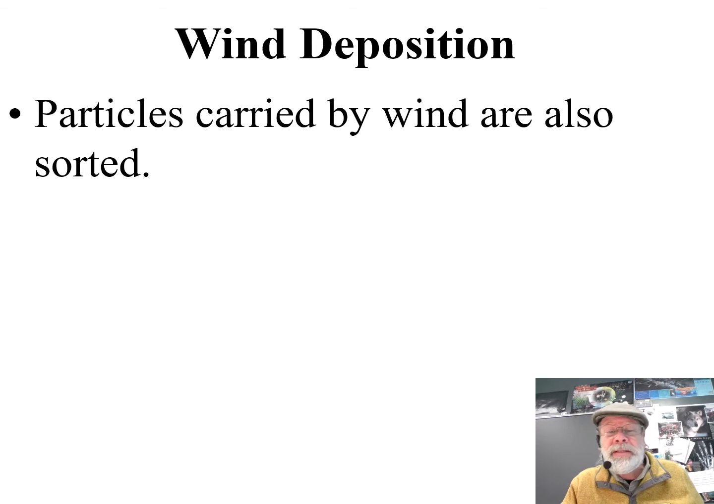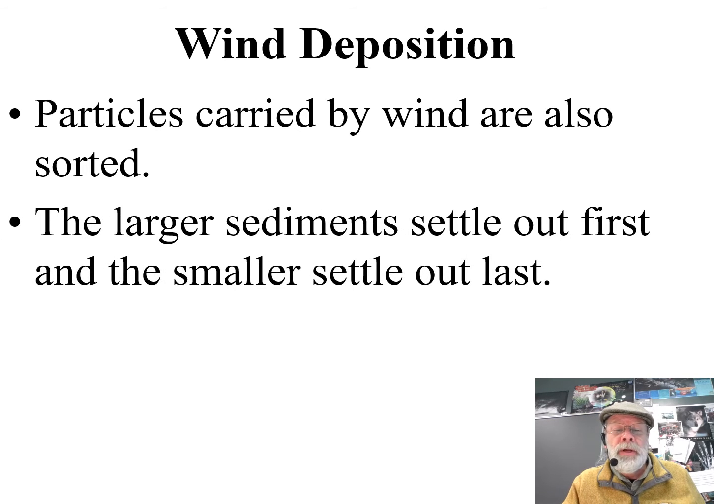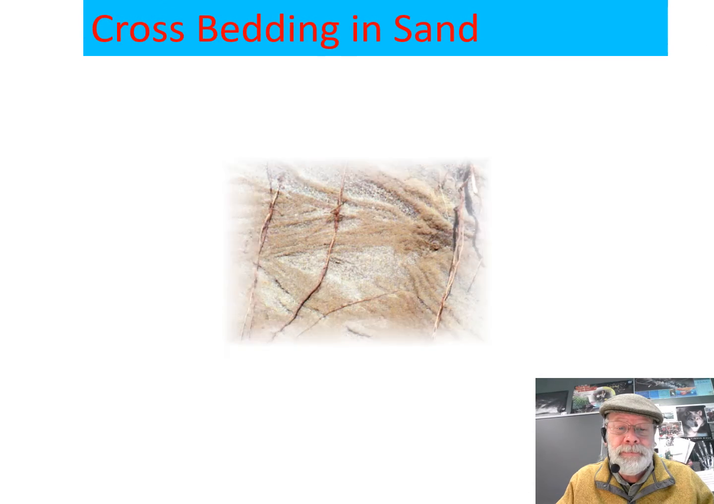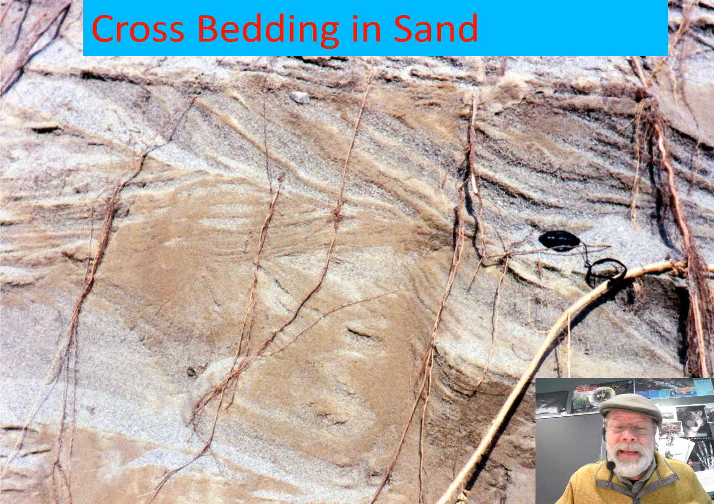Well, wind carries sediment also. So as soon as the wind begins to decrease speed, the larger sediments settle out first, the smaller settle out last. This causes cross-bedding. Cross-bedding in sand. So when you see rock that has that, and you see a lot of sandstone that has that, you know you're looking at a fossilized sand dune. How cool is that?